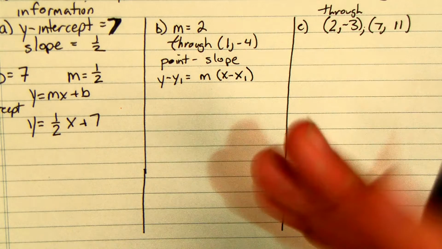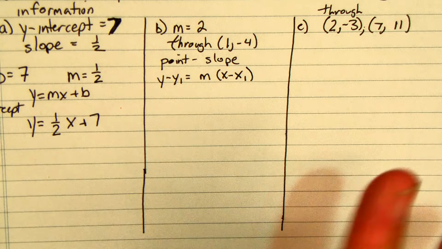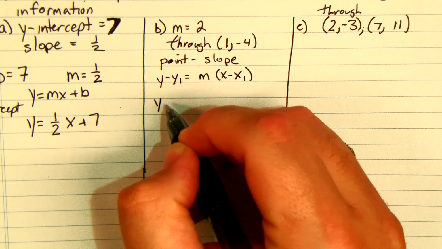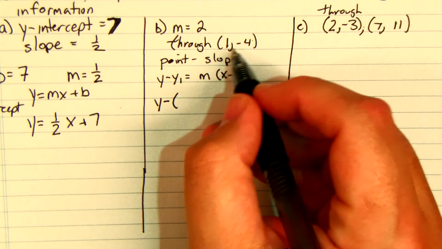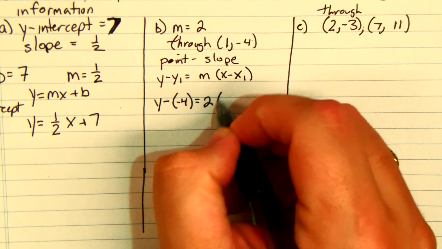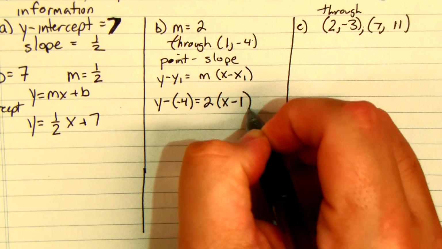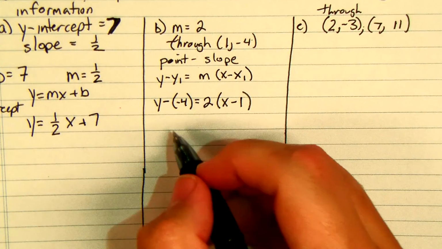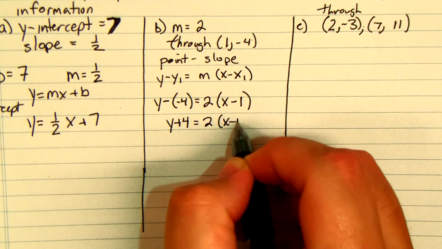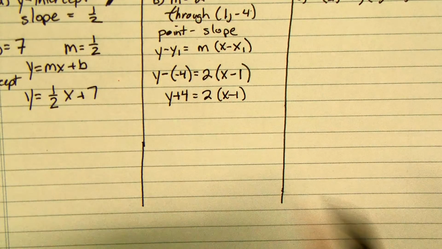Now, if we're just going to put this into the line itself, we'll take y minus, and then we'll take the -4, put that in there, is equal to the slope 2 times x minus 1. And then we'd have to go one step further and say it's y plus 4 is equal to 2 times x minus 1. Now, this is actually an acceptable answer because it is the equation of the line.